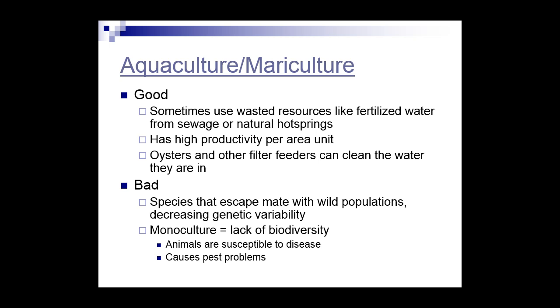You have higher productivity. And if you're growing things like oysters, then they actually help clean the water that they're in, which is good. The bad is that some of these specially bred fish for factory farming will escape and get out into the wild and then mate. And so now you've got domesticated or artificial genes mixed in with wild genes. And it's a monoculture. Once again, lack of biodiversity, so you have disease and pest problems.